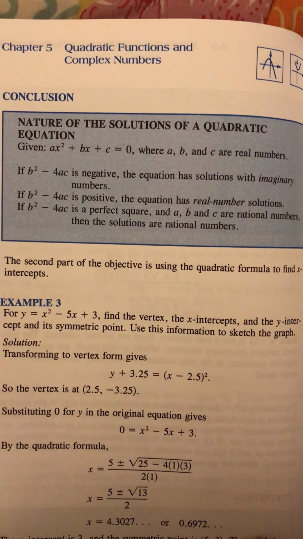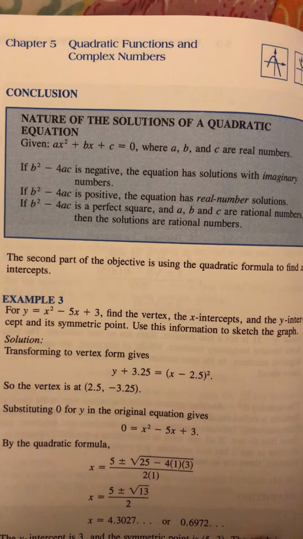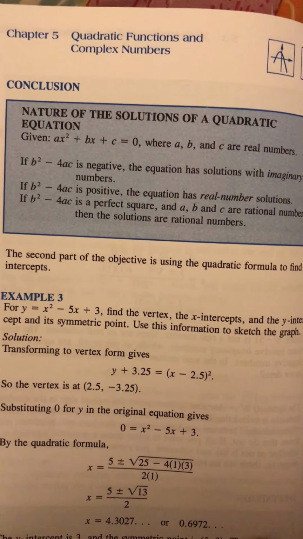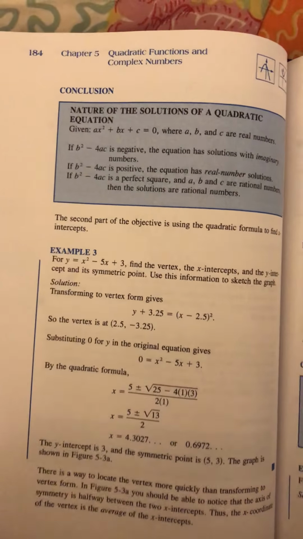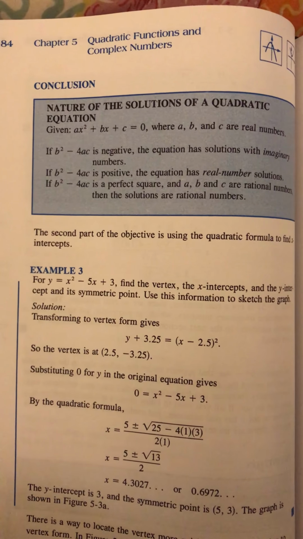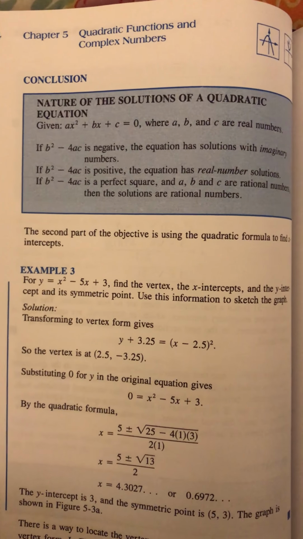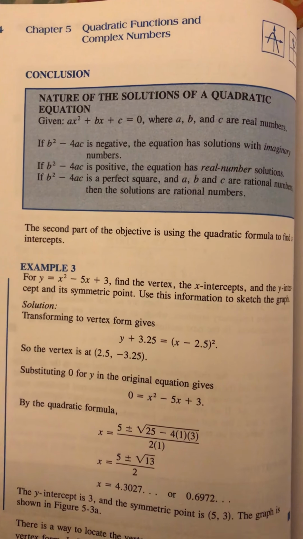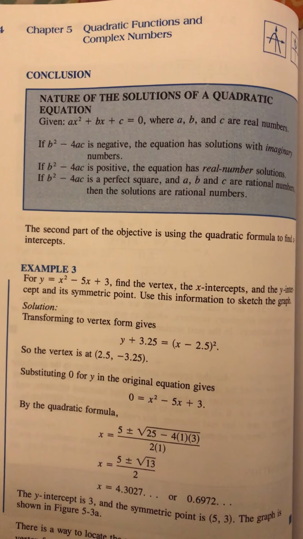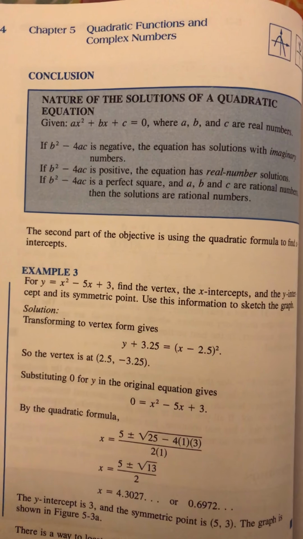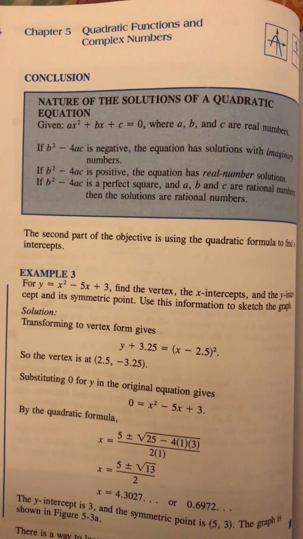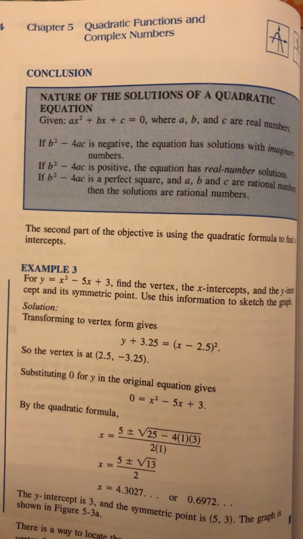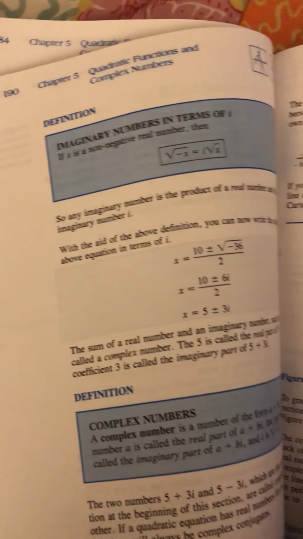If b squared minus 4ac is negative, okay, so what is b squared minus 4ac? It's the discriminant. I'm saying determinant. Oh, I'm tired. It's the discriminant, okay? So if the discriminant is negative, the equation has imaginary numbers. If the discriminant is positive, the equation has real number solutions. If the discriminant is a perfect square and a, b, and c are rational numbers, then the solutions are also rational numbers.